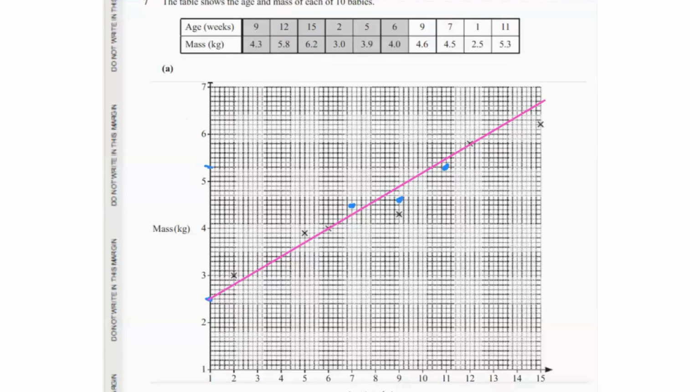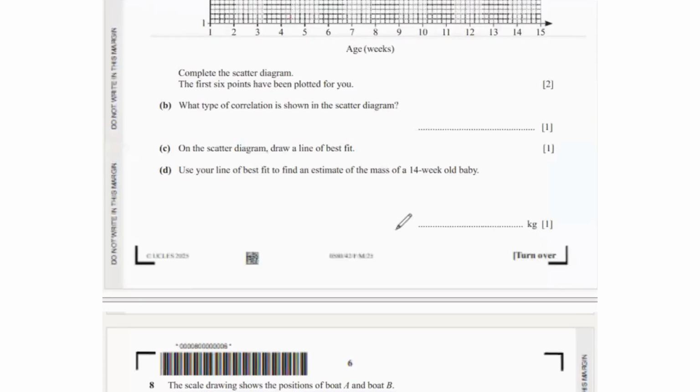So for a 14-week-old baby, you draw a line from 14 towards the line of best fit. And that brings us to 6.1, 2, 3, 4. 6.4. This is the weight I'm getting for a 14-week-old baby. 6.4.